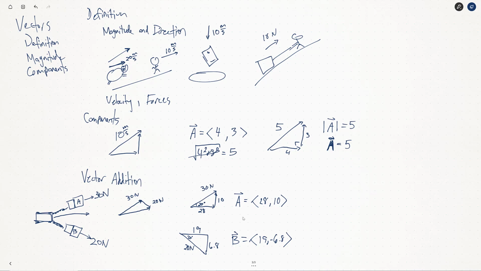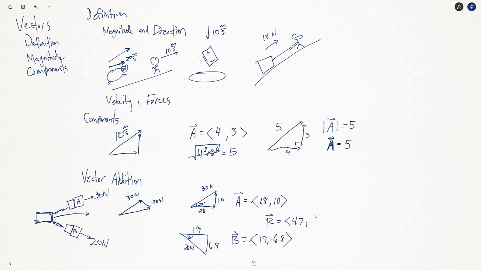So now we want to add these vectors together. And this is the easiest part because all we have to do is add the components together. So we'll call our resultant vector R. And so to find the resultant vector, we just add these components together. So first we do 28 plus 19, so that'd give us 47. And then we want to do 10 plus negative 6.8.